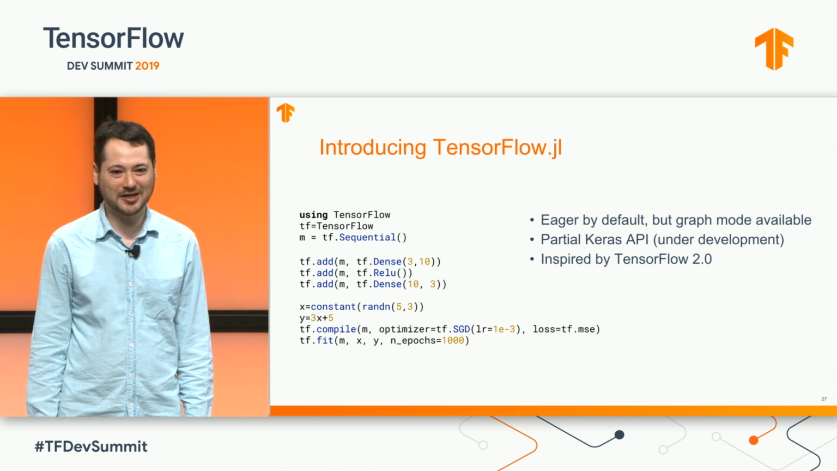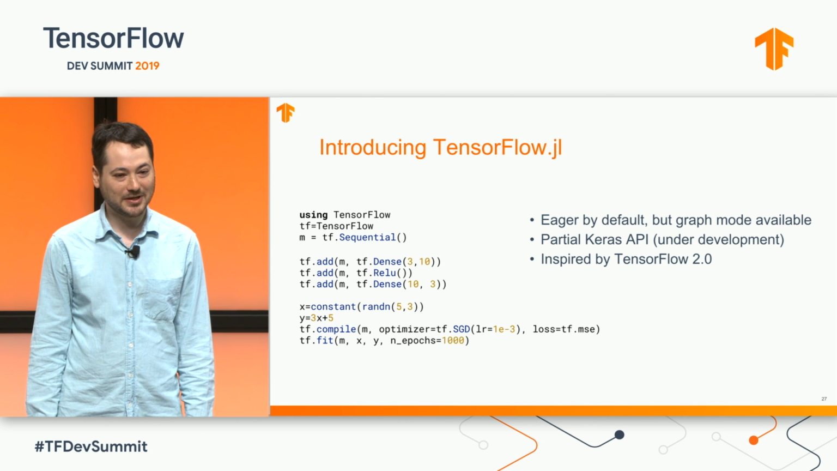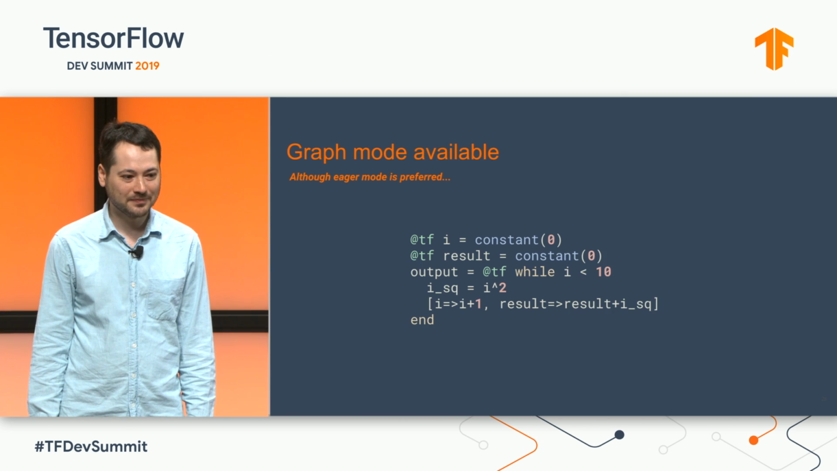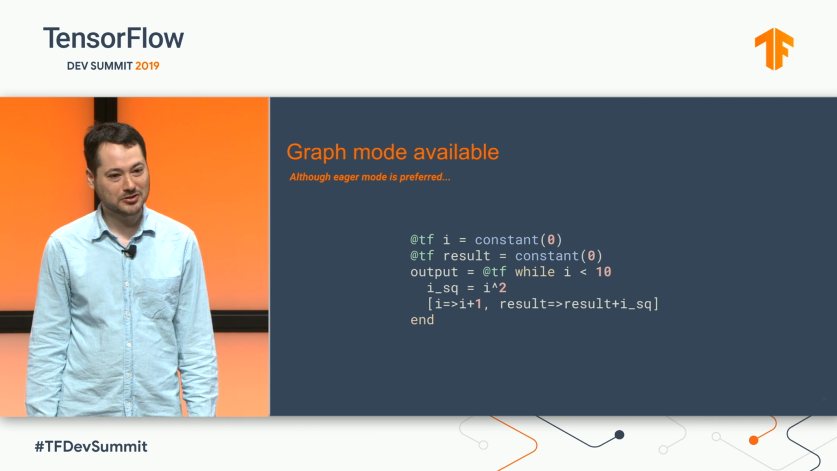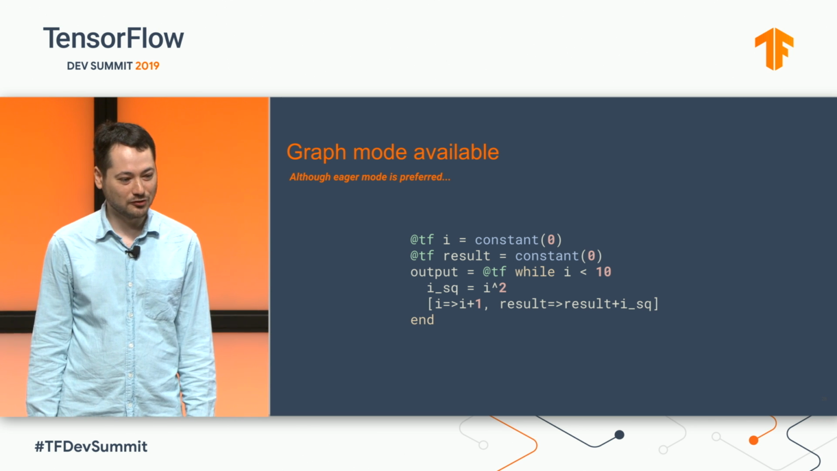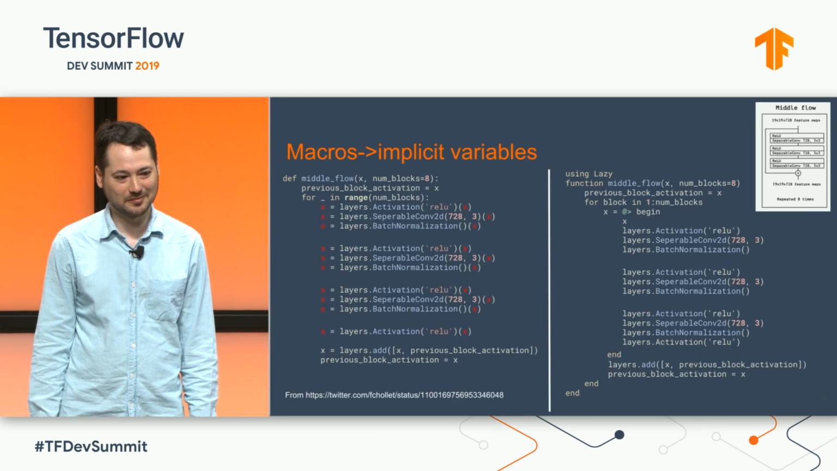It's clearly inspired by Keras and the whole TensorFlow 2.0 world. We're now eager by default, but graph mode is available. If you choose to use graph mode, macros will help you out. So here are macros transforming native Julia control flow with this while loop into a graph mode while loop. And macros can do other nice things for you. Here we're visualizing a program with TensorBoard. And note that the labels on the nodes are automatically inferred from the variable names, which is what macros enable.